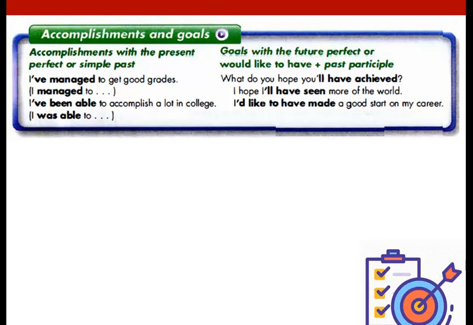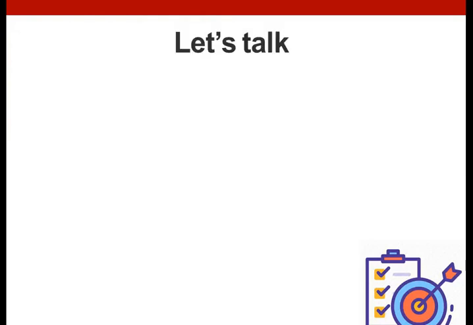We can use the perfect tenses to talk about the result, or we can use the simple past when we talk about the accomplishment in the past, mentioning when it happened. We use the present perfect to talk about accomplishments in the past when the result is more important than the time when it happened, and we use the structures of the future perfect or would like plus the perfect infinitive to talk about possible goals in the future or possible accomplishments in the future.